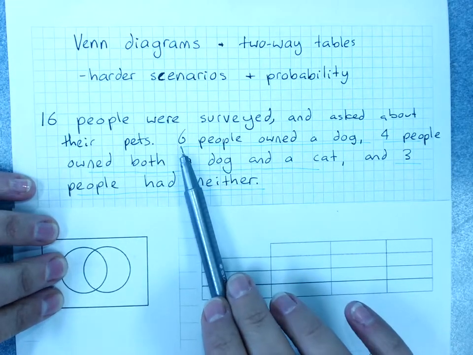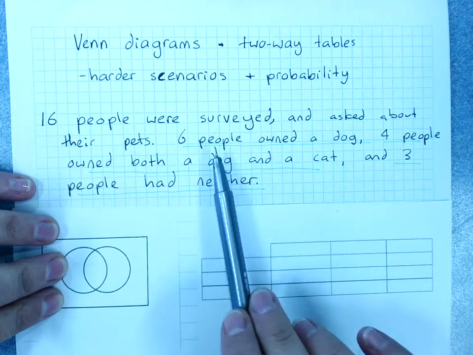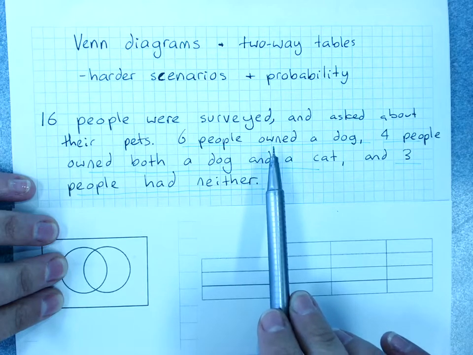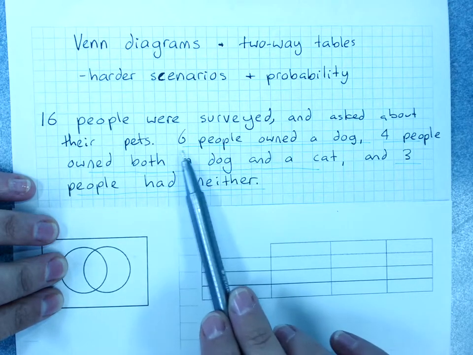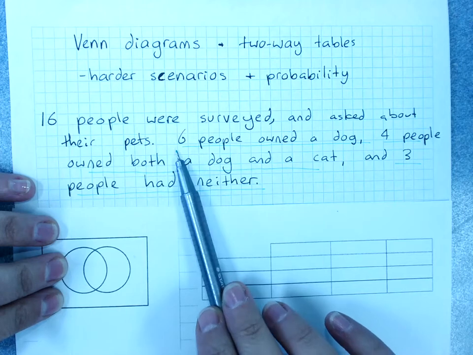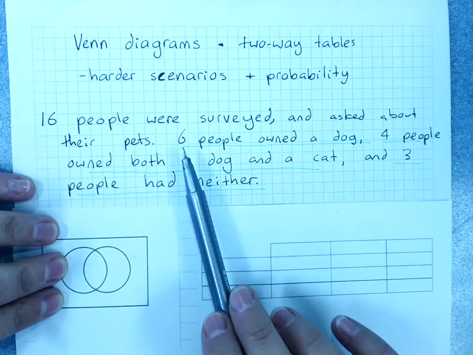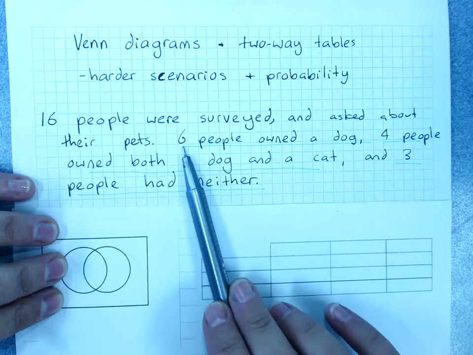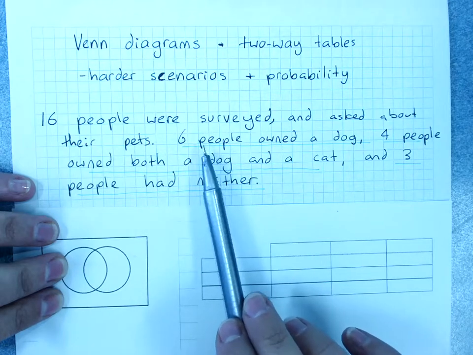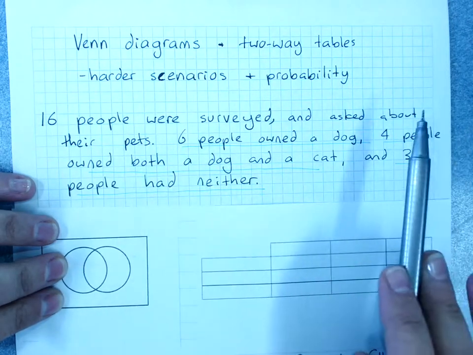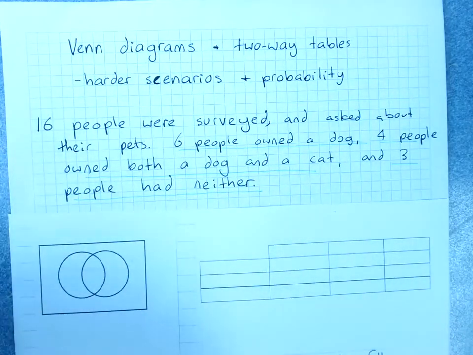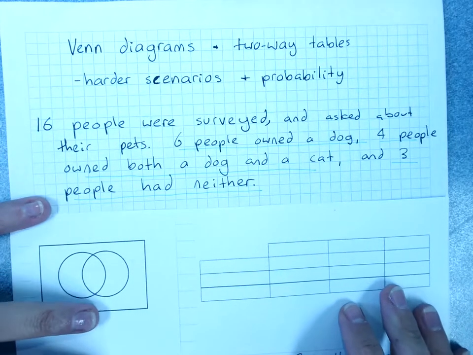When you see it saying 6 people owned a dog, unless they say 6 people owned only a dog, they're talking about the total. 6 people owned a dog. That means that when they said hands up if you own a dog, 6 people put their hand up. The only way it would be telling you a dog but not a cat is if it said a dog but not a cat, or 6 people owned a dog only. When anything else, if they say 6 people owned a dog, that means in total. You've got to be really careful about that. That's the thing that will trick you.